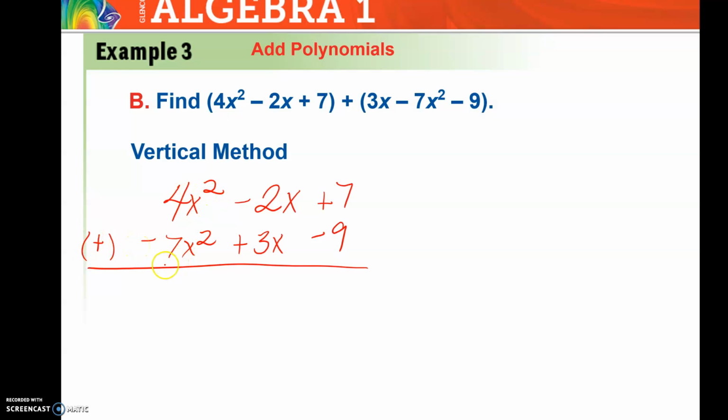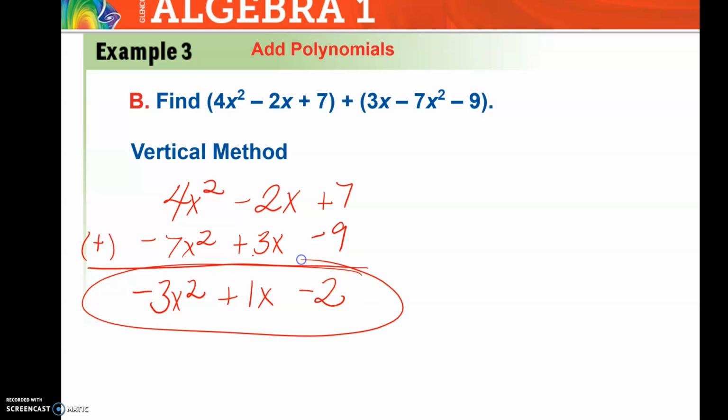4x squared minus 7x squared, I have 4 things, I spend 7, I'm in the hole 3x squareds. Negative 2x plus 3x, I'm in the hole 2, add 3 to it, now I'm up 1x, and you can write that 1 or not write that 1. 7 minus 9 is negative 2. And see that we get the same thing.